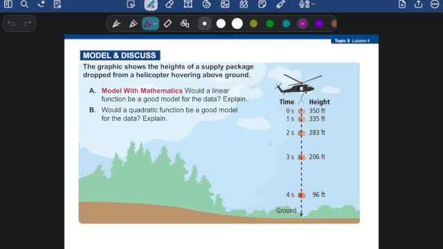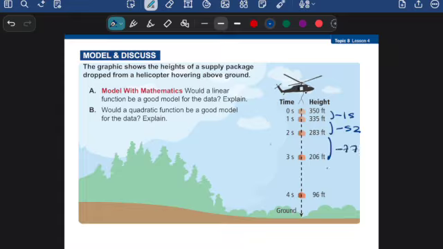In our model and discuss, we have something dropping from a helicopter, and we can see the height and time. So the time intervals are going up regularly, 1 second intervals, but if we're looking at the change in the height, from 350 to 335, we're losing 15 feet. Then going into the next interval, we're losing 52 feet. The next interval, we're losing 77 feet in elevation. And then the last second, we are dropping 110 feet in elevation. So we're falling faster and faster.